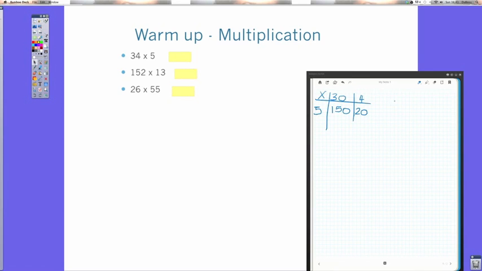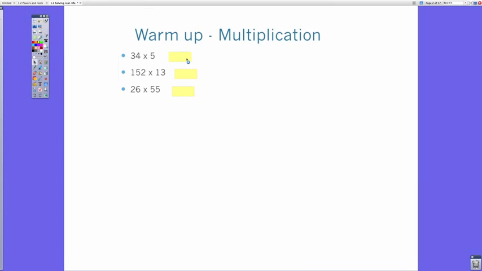Now I just need to add those numbers together. So 150 plus 20, and that gives me 170. So the answer for this one is going to be 170.